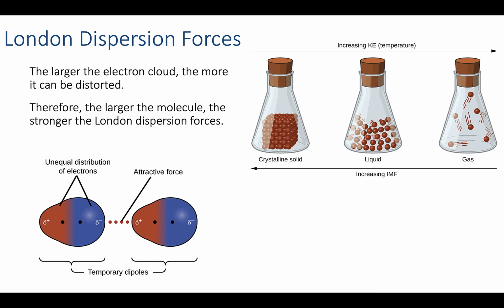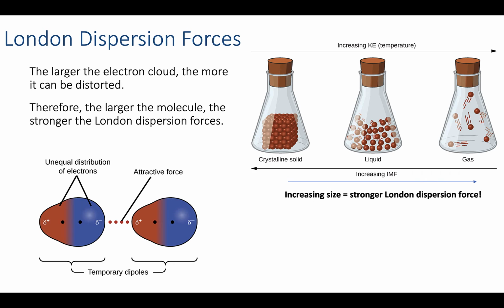And keep in mind here that when we are looking at our increasing intermolecular force, we can see that we have different states of matter. When we have a larger intermolecular force at a given temperature, we will have a crystalline solid. And if we have smaller intermolecular force, we may have a liquid. And if there's really not very much at all, we're going to have gas.